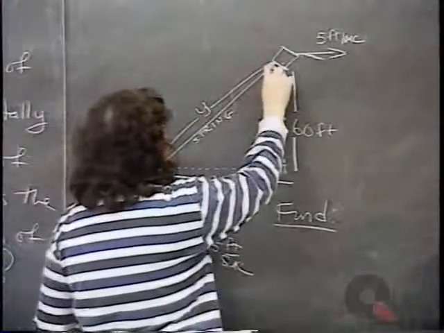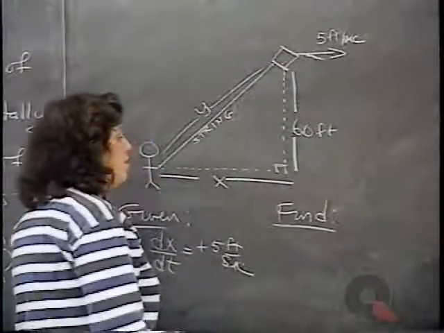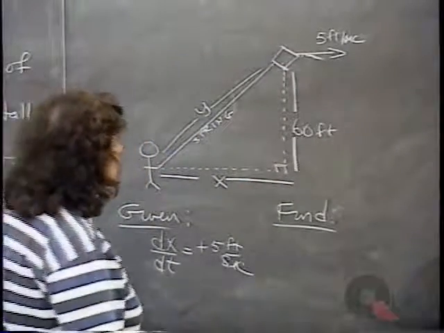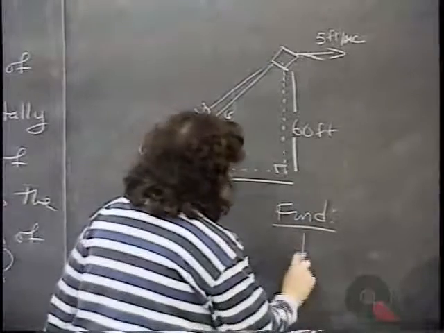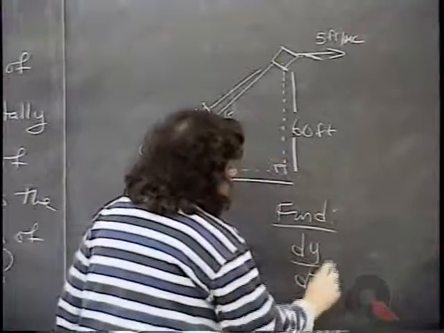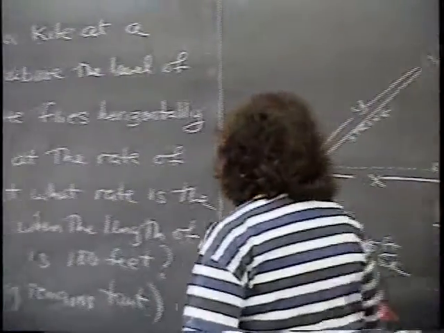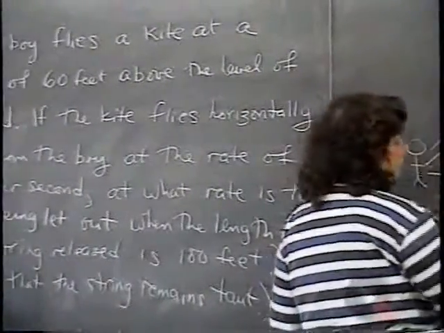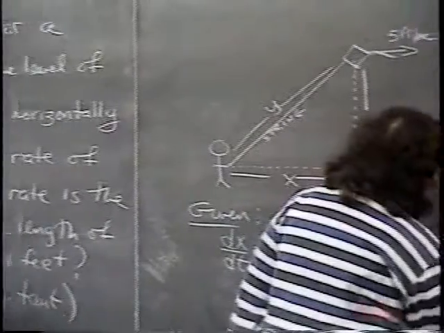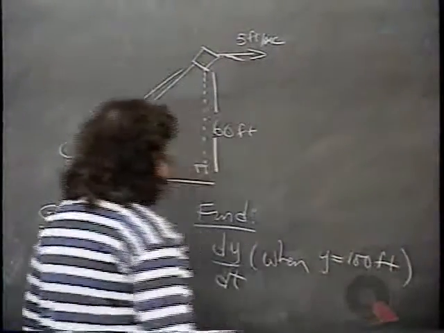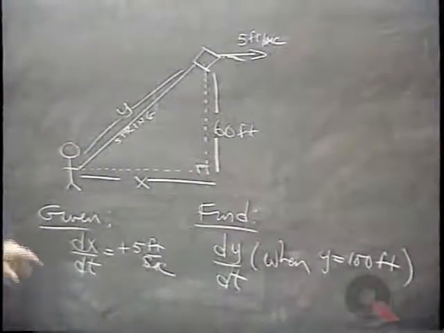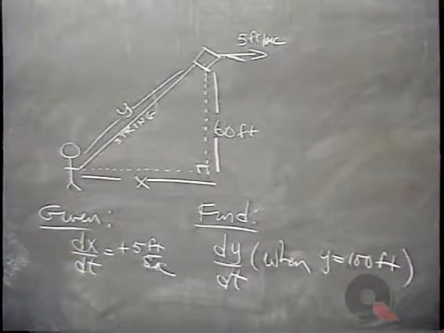Well, the length of string here is y. We want to find the rate of change of the string with respect to time, or d(string)/dt, or dy/dt, at the moment when 100 feet of string has been released, at the moment when y is equal to 100 feet. So we have dx/dt, 5 feet per second.